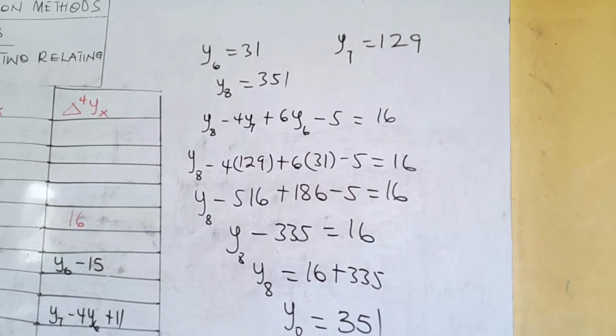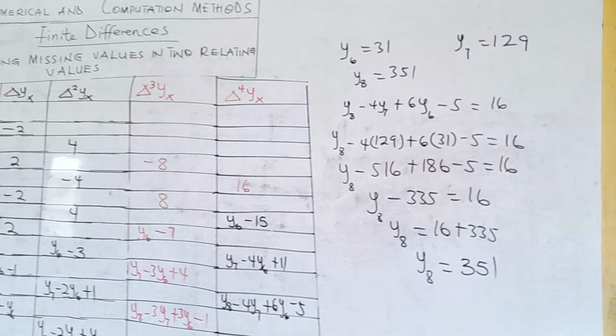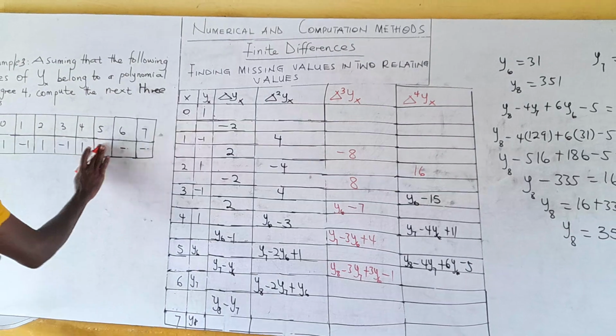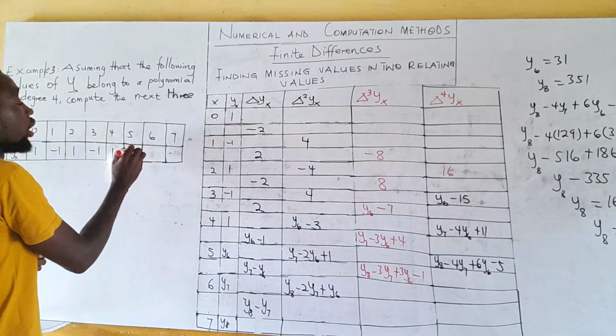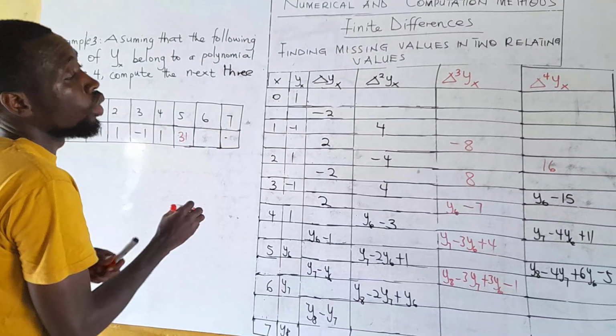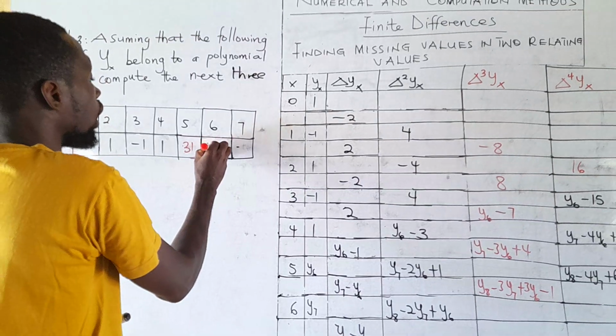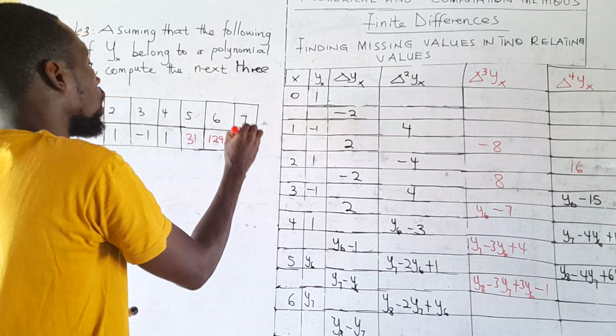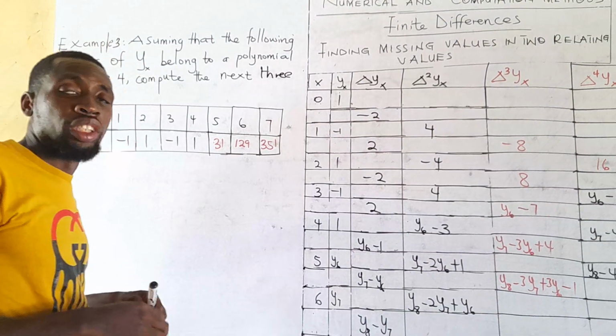So we know that our y8 now is 351. So y6 is 31, y7 is 129, and y8 is 351. Then we can say that the value here is 31, the one here is 129, and the one here is 351. I hope you get this.